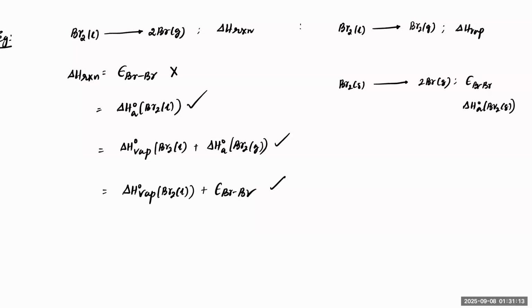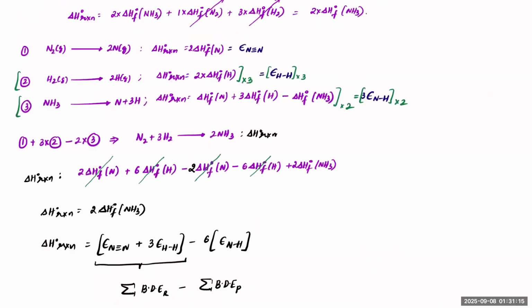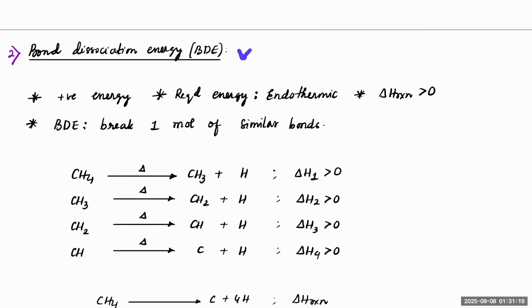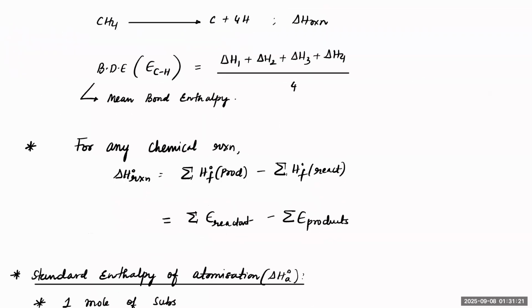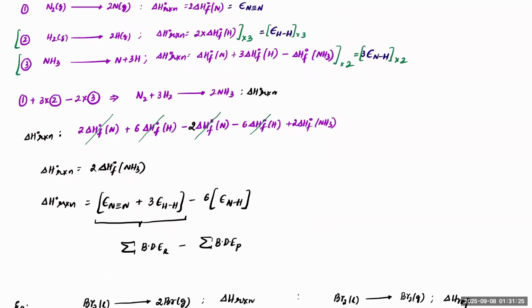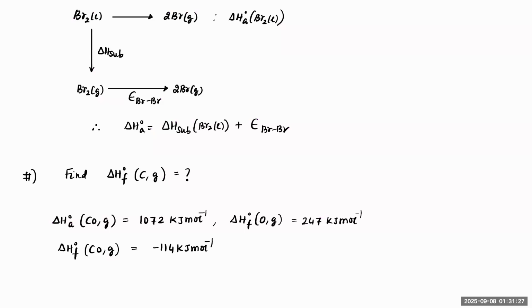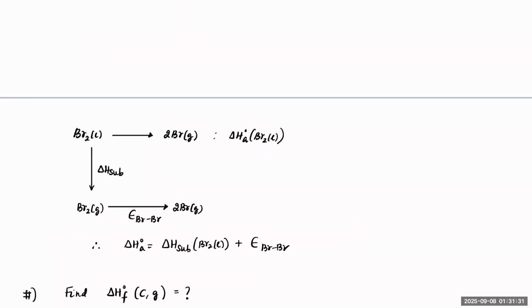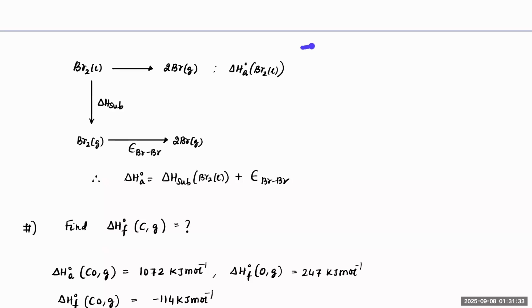Okay. So please do understand what these two terms are, how they are different. One is bond dissociation energy. The other one is standard enthalpy of atomization. Clear? Okay. So that is what I have written here. You can see it.